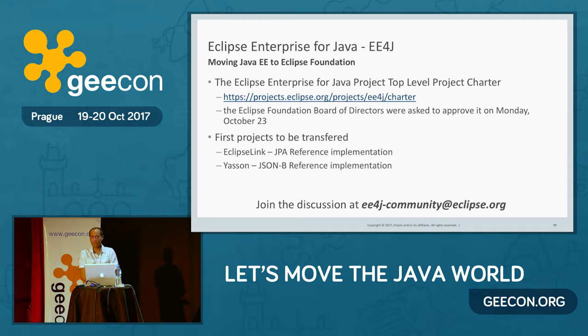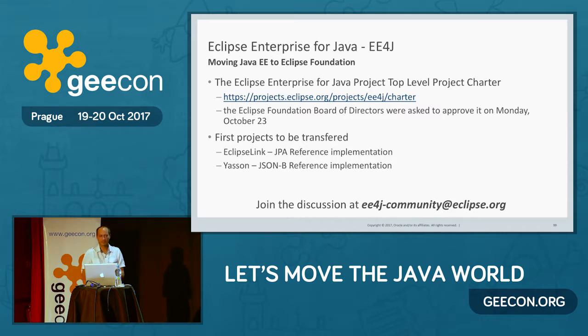The project charter link is here. You can review it, you can join the mailing list, ask questions, or check what's going on. And I think two or three days ago, it was announced that the first projects to be transferred to the Eclipse Foundation, or to EE4J, are going to be EclipseLink and Yasson. EclipseLink is the reference implementation of JPA, and Yasson is the reference implementation of JSON-B. These two projects were chosen mainly because they are already hosted at eclipse.org, so it should be easier to move them under the EE4J umbrella.